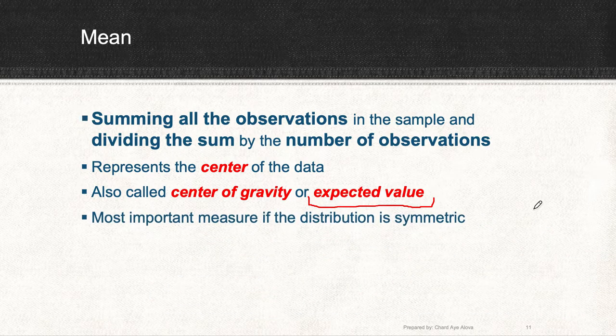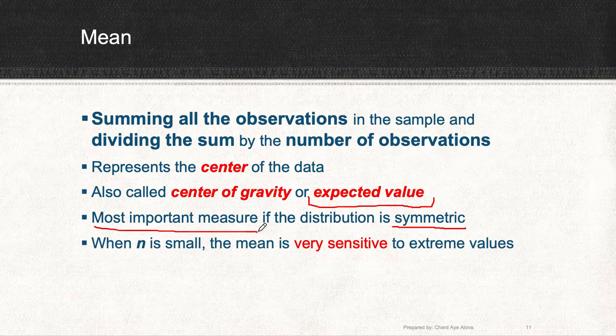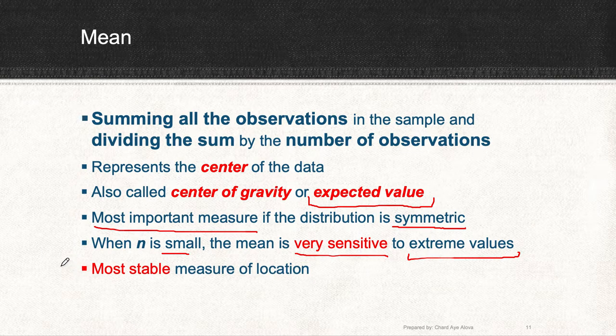It is the most important measure if the distribution is symmetric. Take note though that if your sample size n is small, the mean is very sensitive to extreme values. These extreme values are what we call outliers. I will show you an example of why that happens. And if ever a question is asked, what is the most stable measure of central tendency? The answer will always be the mean.